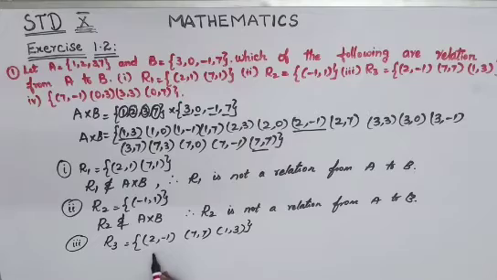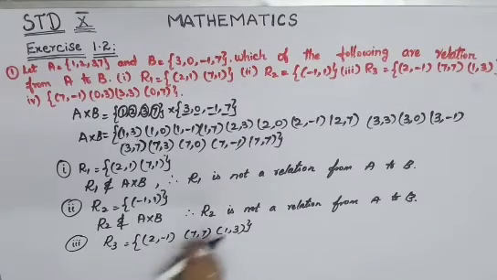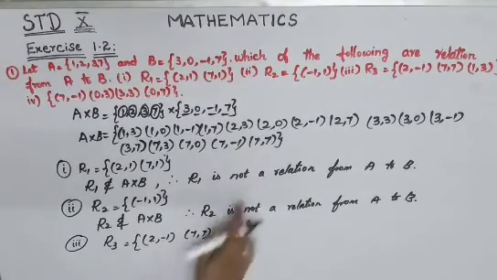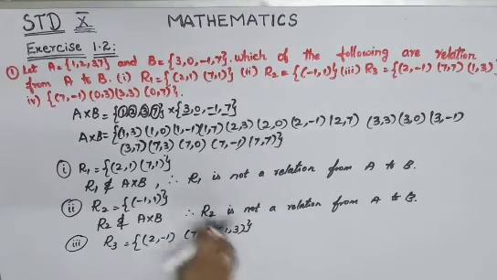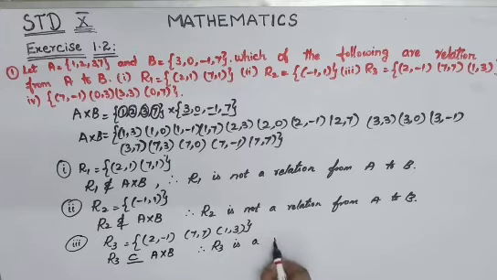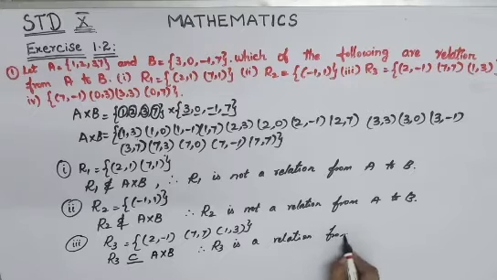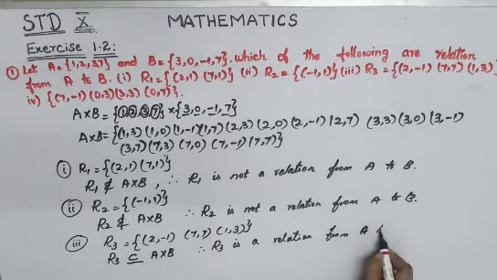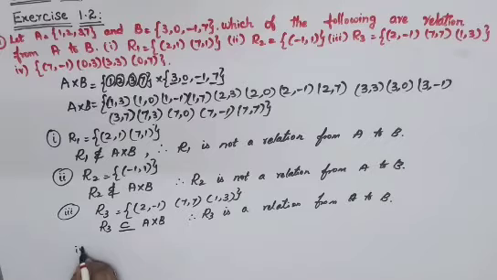So we will check whether R3 is there. (2, -1) it is here. (7, 7) here it is there. (1, 3) it is here. So we can declare R3 is a subset because it belongs to the ordered pairs of A cross B. So you can write R3 is a subset of A cross B. Therefore, R3 is a relation from A to B.